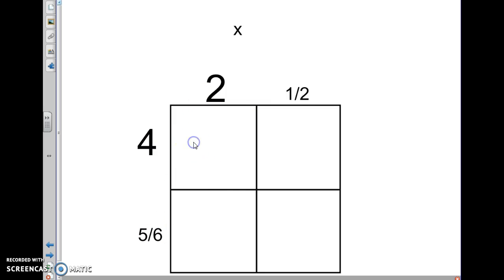4 times 2 equals what? 8. Good job. And so that's going to be this little part here of the whole rectangle. Then I'm going to multiply across here 4 times the 1/2. That's going to give me 4/2, right? Which I can just do in my head.